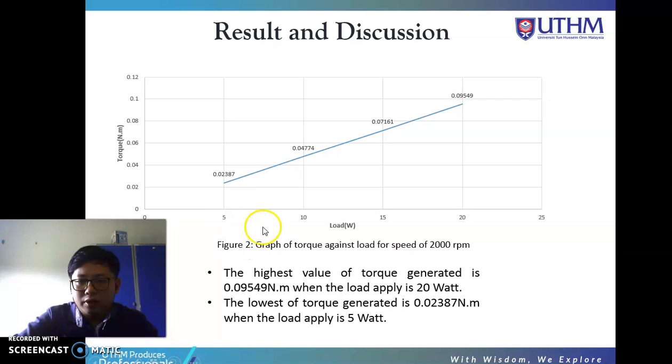And the second graph. From the graph generated, the highest value of torque generated is 0.09549 Newton meter when the load applied is 20 watts, and the lowest torque generated is 0.2387 Newton meter when the load applied is 5 watts. We can see that it is increasing linearly as the load increases.